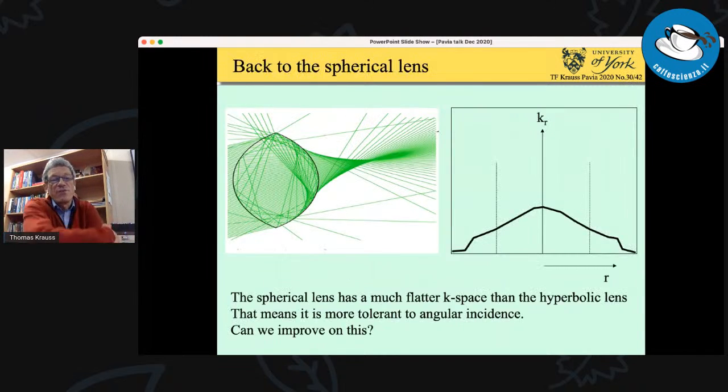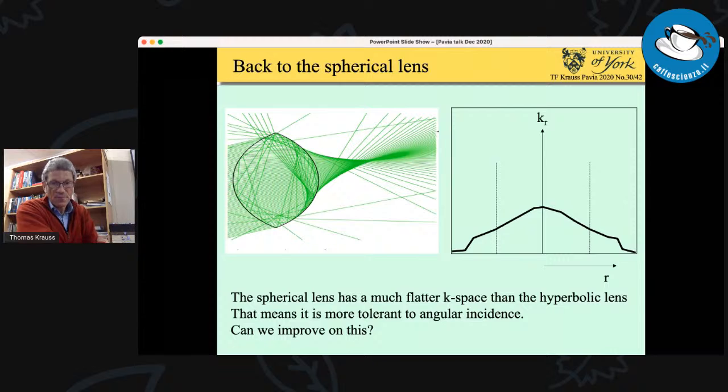What to do? Well, we revisited the spherical lens and looked at it in the same way. And if you draw the k-space for the spherical lens, it looks as I show there. So it's much flatter. If you imagine you're shifting this distribution, the asymmetry you produce is much smaller, which already just from looking at this tells you that the spherical lens is more tolerant to angular changes than this hyperbolic lens. So that's a good idea. But you also see it's not perfect, there are still rays going astray and it's not ideal.